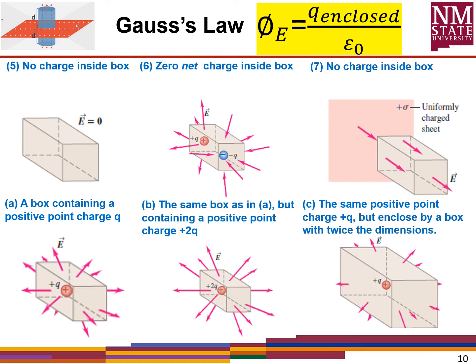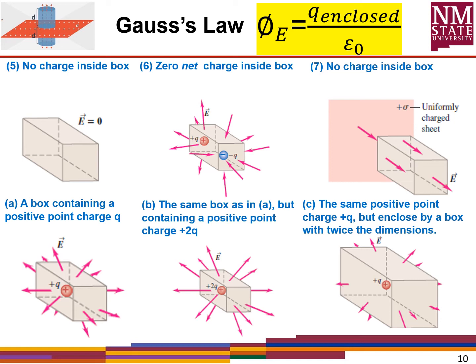Now it's very easy. In this case, what is Q enclosed? Q enclosed is equal to 0, because Q enclosed means plus Q plus minus Q. They cancel, and then Q enclosed in this case is equal to 0. Q enclosed equal to 0 means net flux is equal to 0. And here it's the same thing. We don't have any charge inside this box, so Q enclosed is equal to 0. Therefore, net flux is equal to 0.